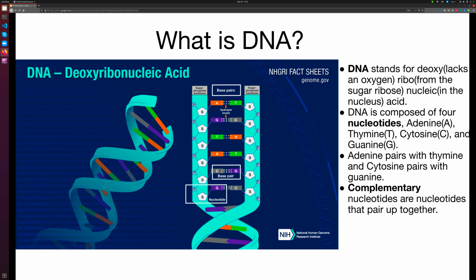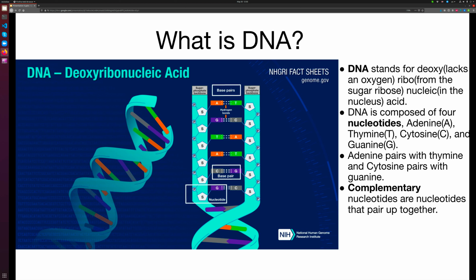DNA stands for deoxy, so it lacks an oxygen. More specifically, it lacks a hydroxyl group. So this is on the sugar phosphate backbone. In ribose, it has two hydroxyl groups. In deoxyribose, however, it has only one.